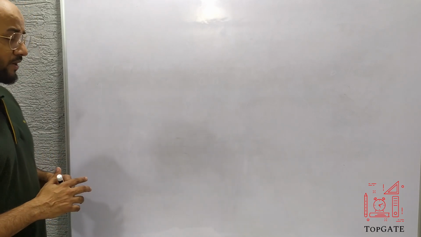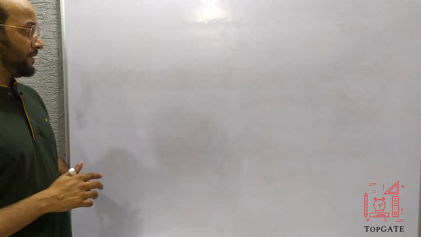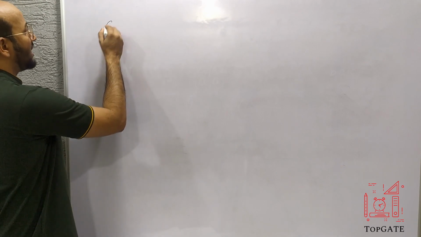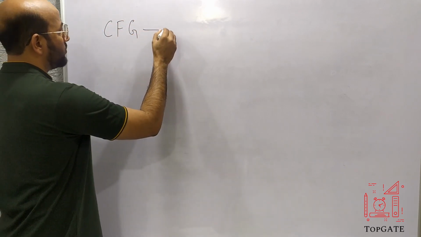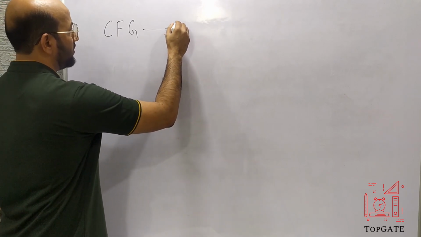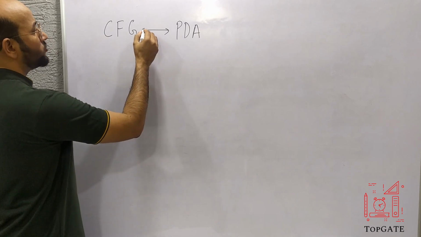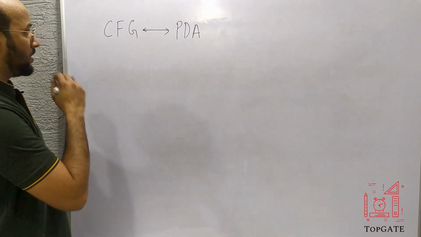Okay, so we have a context free grammar and this context free grammar needs to be converted to a PDA. Okay, so let's start doing that. So we have a CFG, a context free grammar, and we need to convert it to a particular PDA. Okay, and this PDA will also be converted to the CFG. Okay, so how we'll do this?